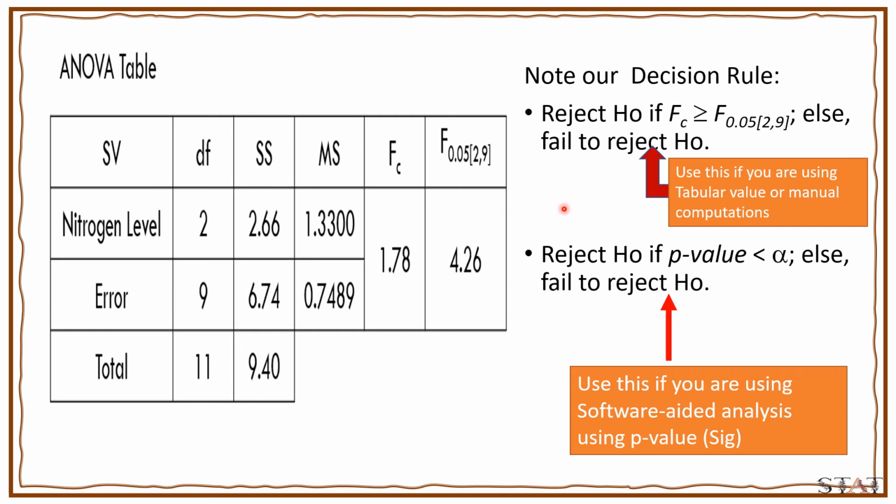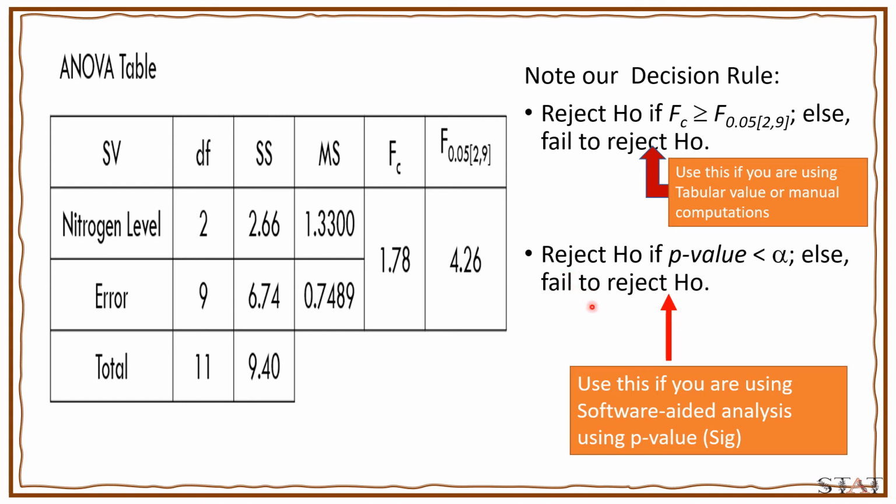So note, if we are using tabular value or manual computations, we have to follow this decision rule. It is constant or fixed. Reject H0 if F computed is greater than or equal to our F tabular. How do we find this F tabular? F at 0.alpha, this is DF, and then DFE. Else, fail to reject H0.